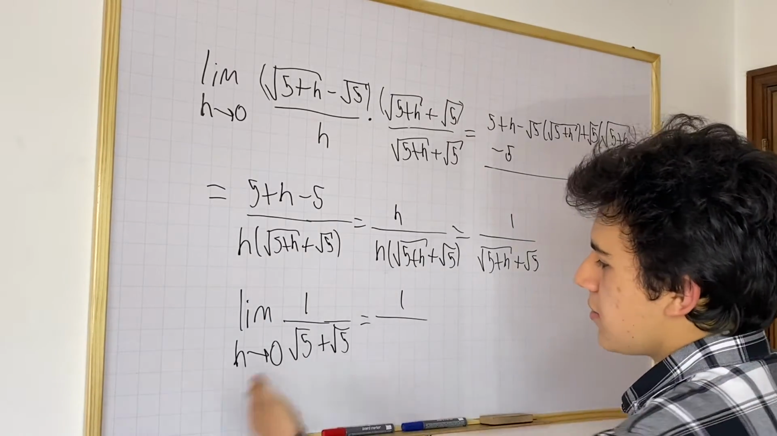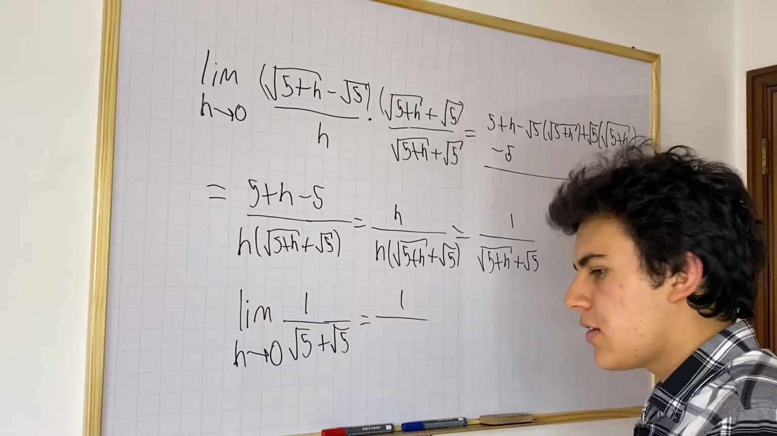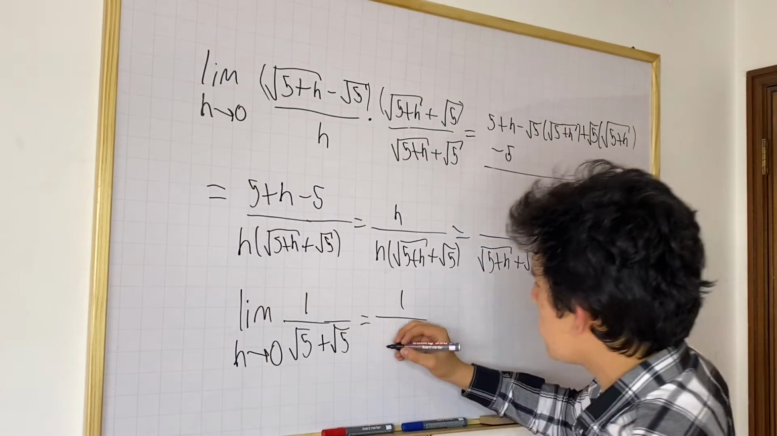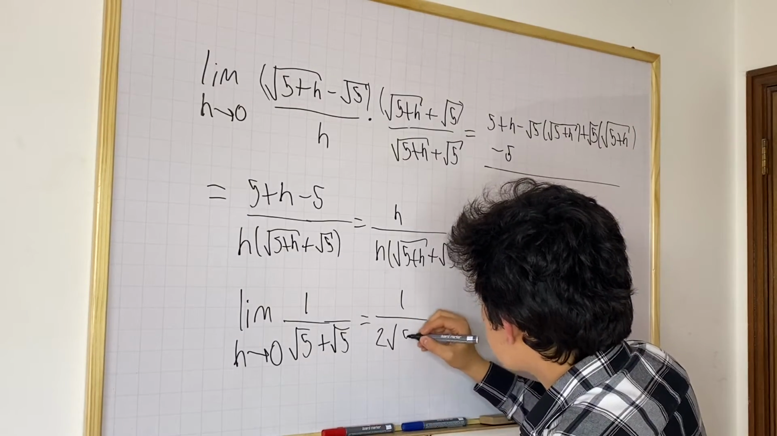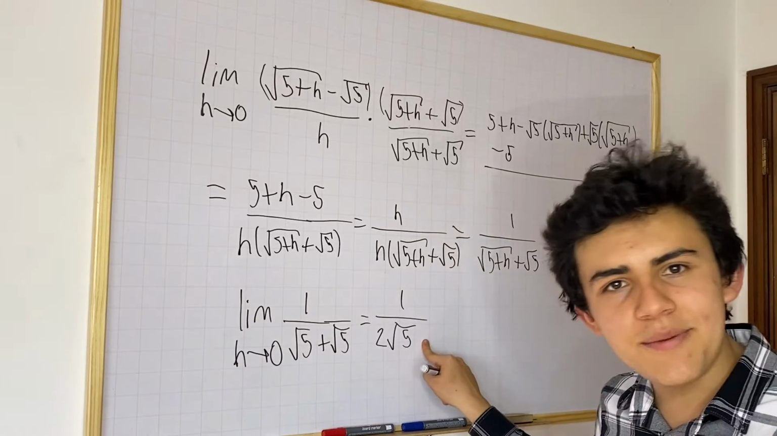And we know 2 times a term plus the same term, that's 2 times that term. So we're going to have 2 times square root of 5. And this is our limit.